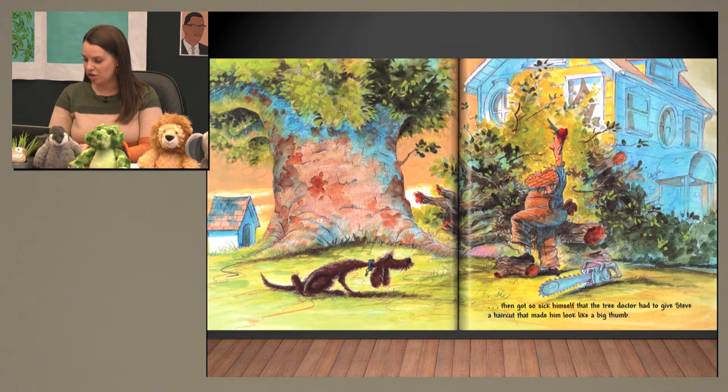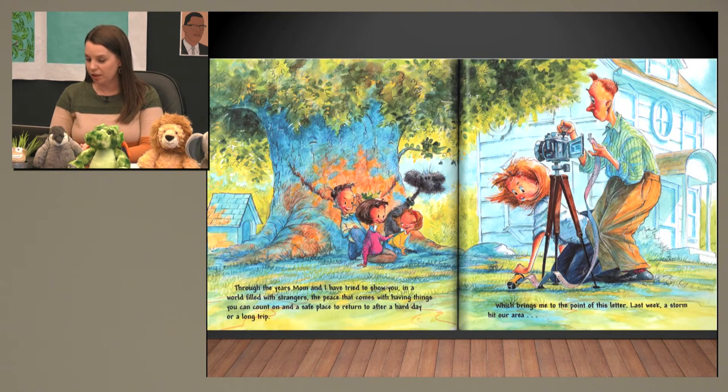Then got so sick himself that the tree doctor had to give Steve a haircut that made him look like a big thumb. Through the years, Mom and I have tried to show you, in a world filled with strangers, the peace that comes with having things you can count on and a safe place to return after a hard day or a long trip. Which brings me to the point of the letter. Last week, a storm hit our area.